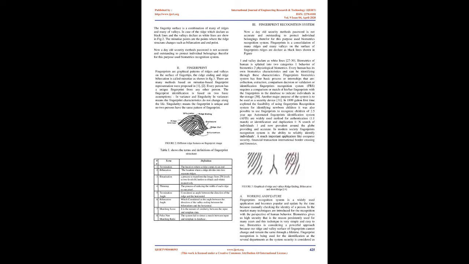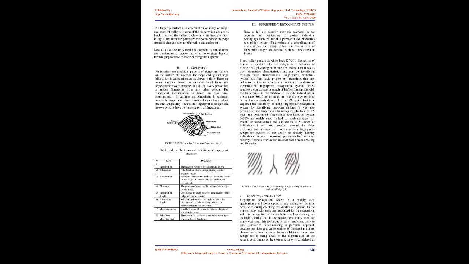Table I shows the terms and definitions of fingerprint structure. Number 1, Termination: the location where a ridge comes to an end. Number 2, Bifurcation: the location where a ridge divides into two separate ridges.